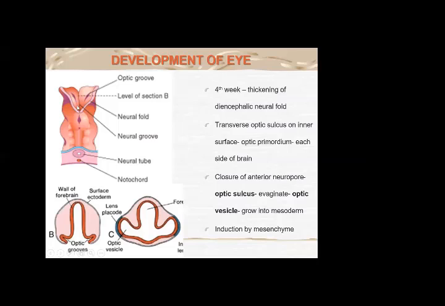Now on the inside of this thickening, you have this groove. This is called optic groove. You see it from the inside. So this optic groove or the optic sulcus, one on either side. Okay? This is the cavity of the diencephalon or cavity of the forebrain, and rising from the cavity of the forebrain, you have this groove on the inside.